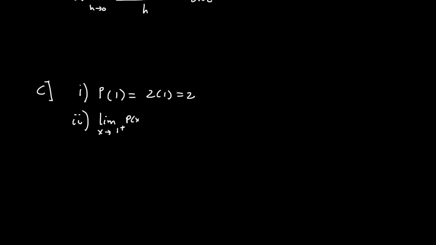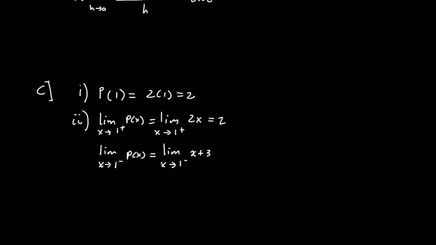Okay, and so this limit as x approaches 1 from the right of 2x is equal to 2. Remember, in the continuity proof, you're doing the limit of the function. You're not doing the limit of the difference quotient. It's sort of simpler when we just do continuity. Limit as x approaches 1 from the left. The behavior to the left was x plus 3, and so that comes out to be 4.